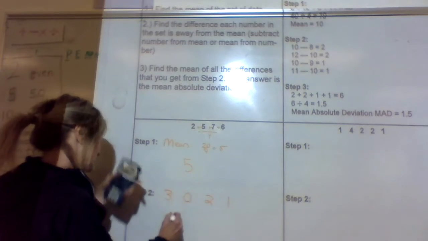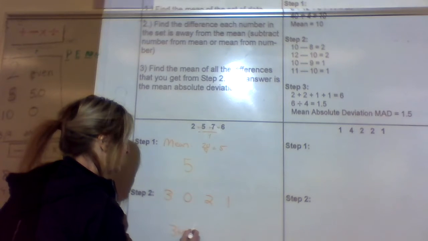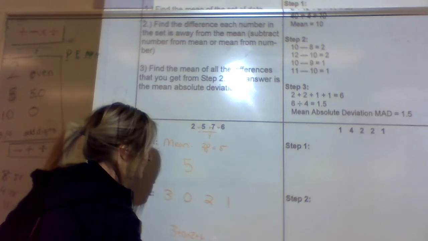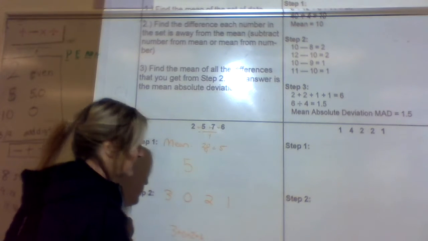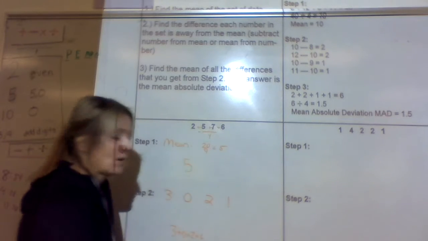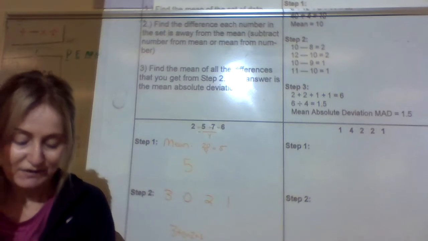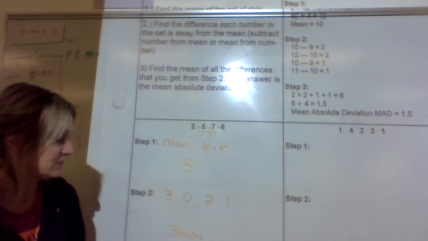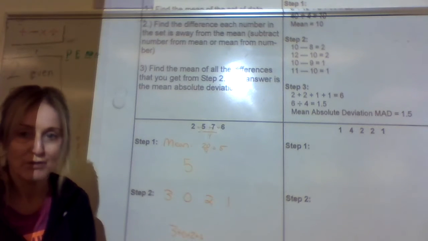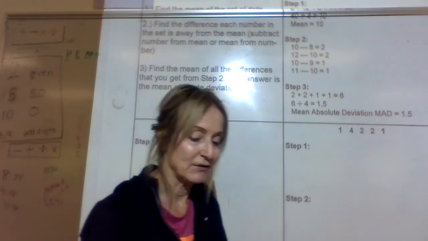Step 3 is to find the mean of that data. So you add all that data together and divide by how many there are. You get 6 divided by 4, and on your calculator that turns out to be 1.5. So you have a mean absolute deviation, or MAD, of 1.5. If you would try those for today, that would be outstanding.